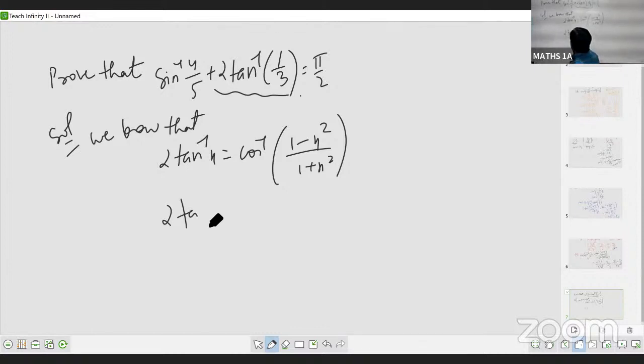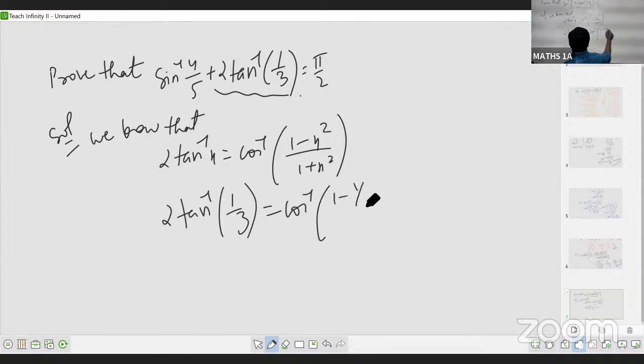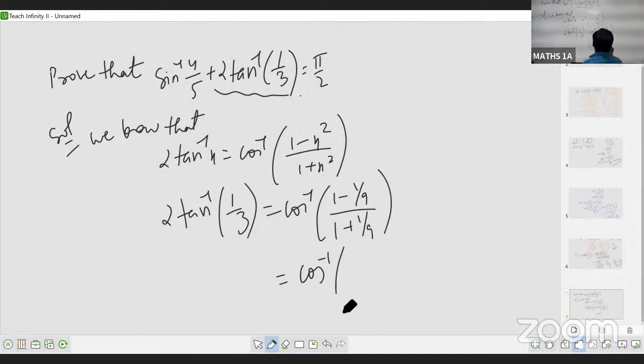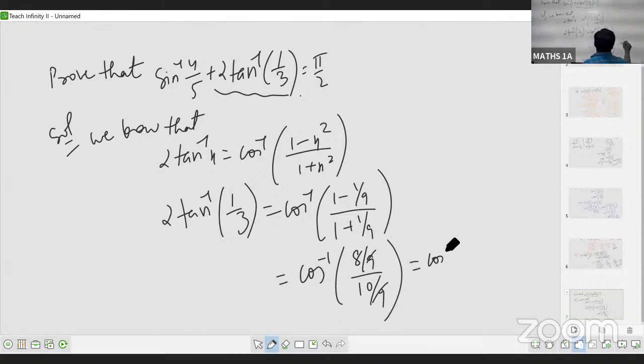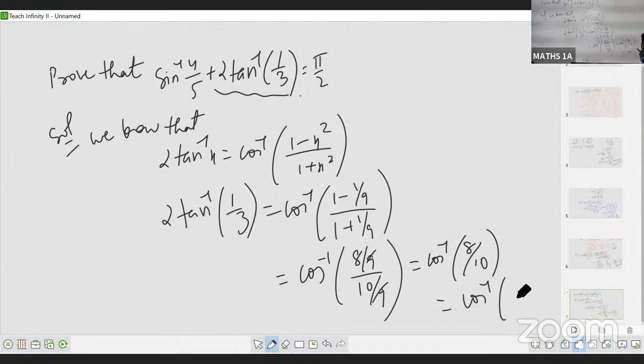So 2 tan inverse x is how much? Cos inverse of 1 minus 1 by 3 whole square by 1 plus 1 by 3 whole square. That is 1 minus 1 by 9 is 8 by 9, by 10 by 9. 9 9 gets cancelled. Cos inverse of 8 by 10, that is cos inverse of 4 by 5. Okay. Now let's come to the question.